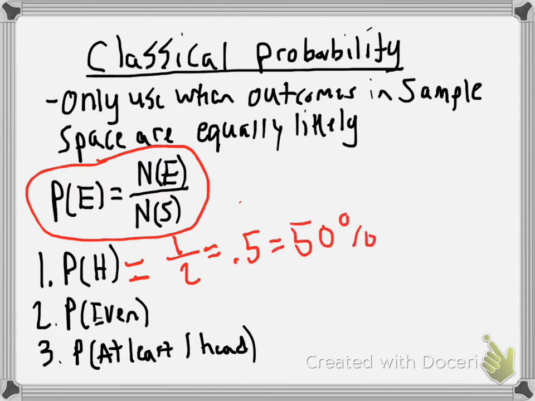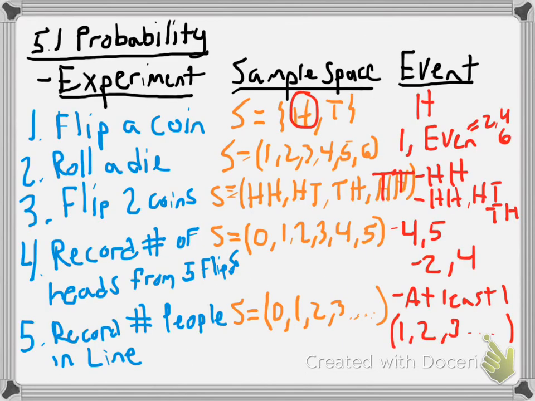Okay, probability of getting an even. Let's go back to the sample space. Remember, the probability of getting even, there's a 2, a 4, and a 6.